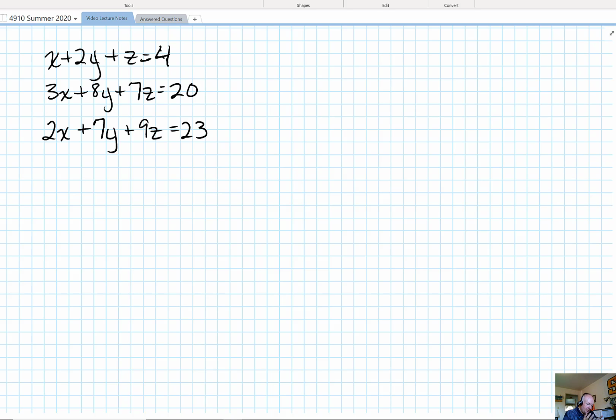Anyway, here's a 3 by 3 system, right? Linear, all the variables are linear, 3 equations and 3 variables. So our solution should be a value for x, a value for y, a value for z. And like we've said all along, there are only 3 possible things that can come from this.